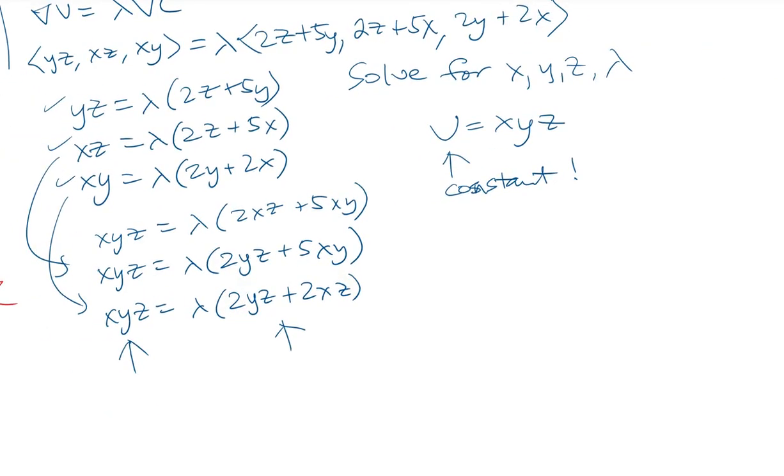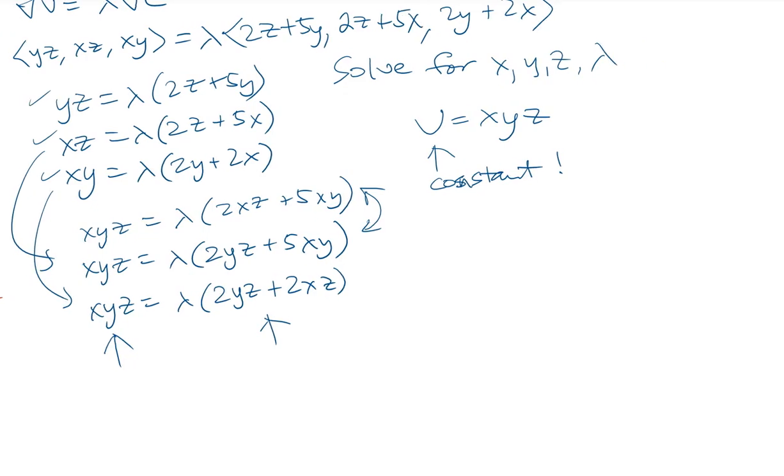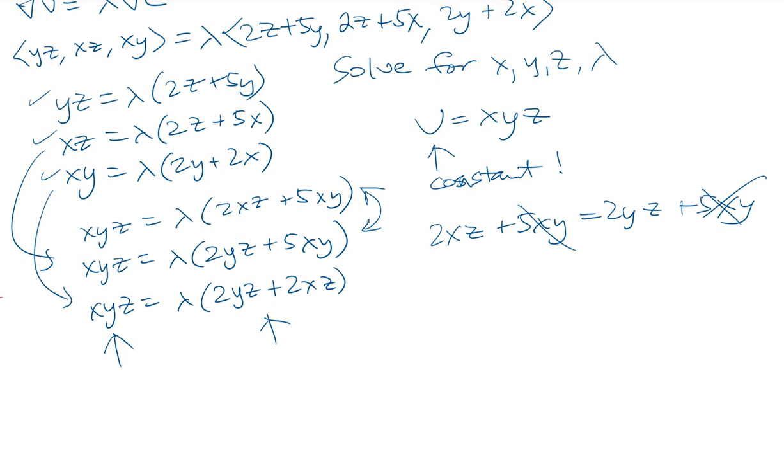So when we solve those simultaneously, when I set the first two equal, the lambdas drop out, I get 2xz plus 5xy equals 2yz plus 5xy. 5xy's cancel, and I get 2xz equals 2yz. The 2's can cancel, the z's can cancel, because z's not 0. It's the side of an aquarium, so x equals y.